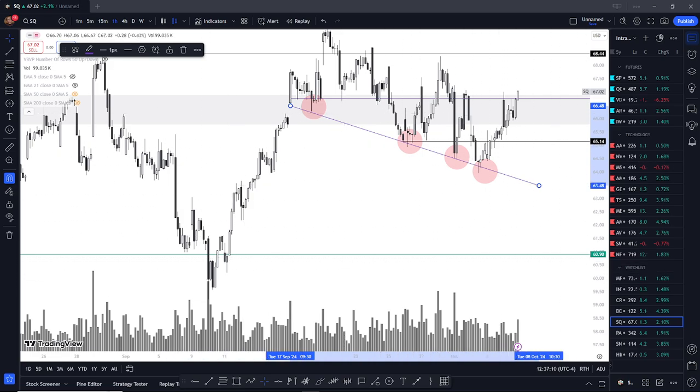Does anybody have any questions about this chart before I move forward to the next? Because I am going to be trading this long. Long, long, long. Long only, no short. Daily bias is long. PANW.